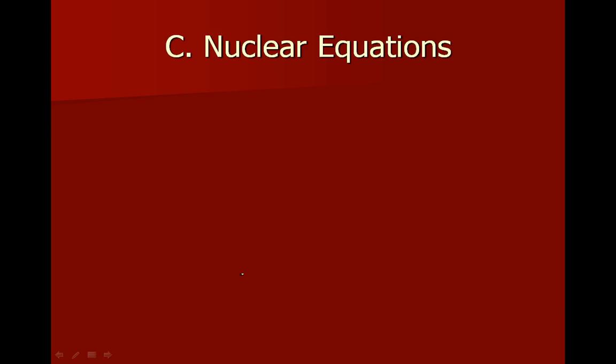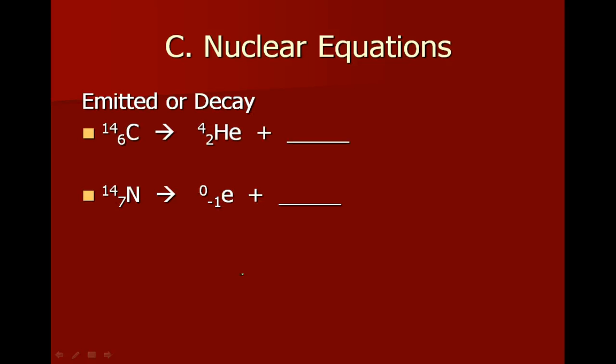Okay, so let's figure out how we will use this. We're going to use this to write nuclear equations, just like chemical equations, but focused on the nucleus. And so we're still going to be using that isotope notation. So let's start with some more emission or decay reactions. So if we started with carbon-14, and it was going to give off an alpha particle, what would be left behind? Well, you're just doing some simple math.